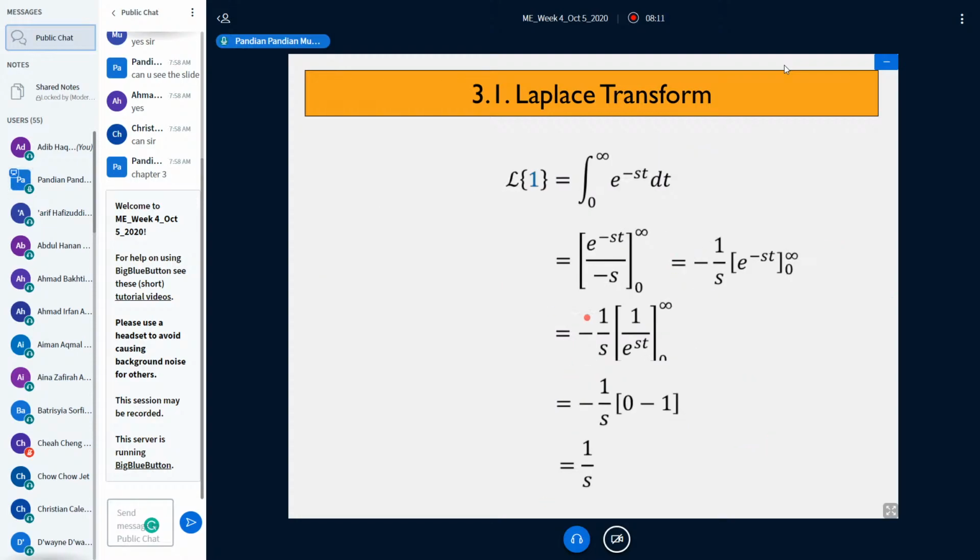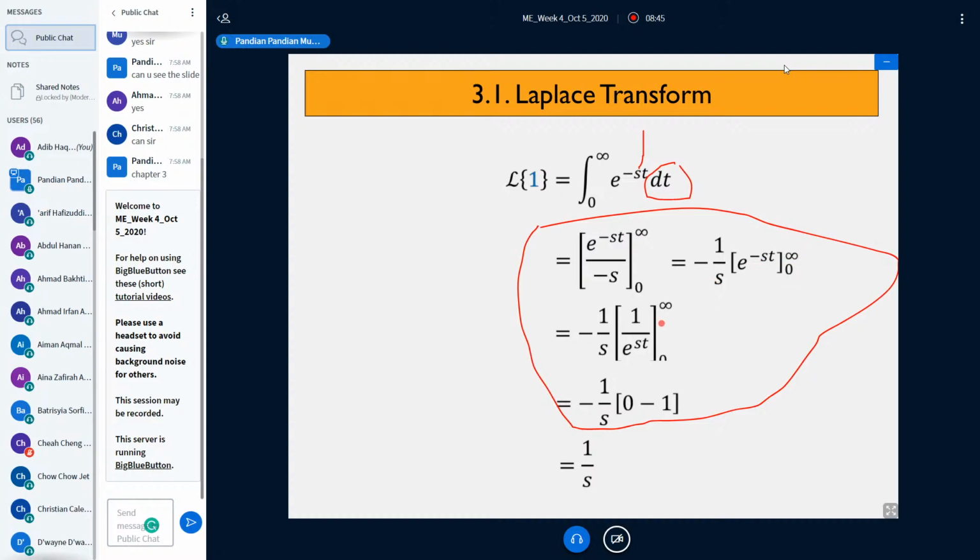We are not going to explain in detail because you can do this integration by yourself. You practice whenever you are free. I quickly explain. Integration of e^(-st) dt, this is exponential integration, e^(-st) divided by minus s. You are integrating with respect to t, so s is the constant. e^(-st) divided by minus s, from 0 to infinity. Take out negative 1 over s, e^(-st), 0 to infinity.